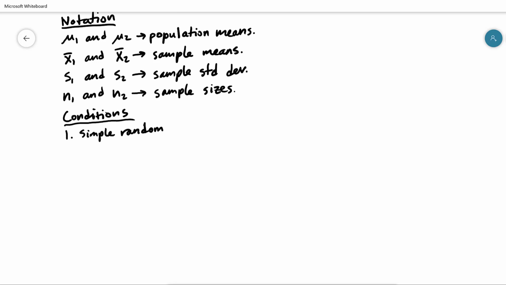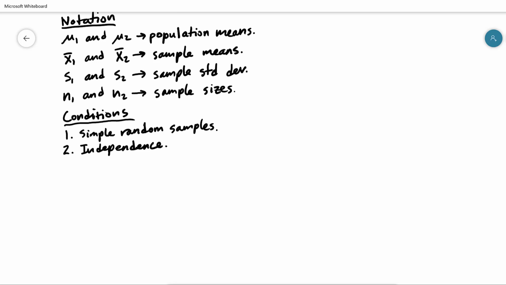So if we don't take good samples and get good data, then the results are going to be worthless regardless. So simple random samples. The second requirement is that we're going to need independence of our two samples and of the two experiments.